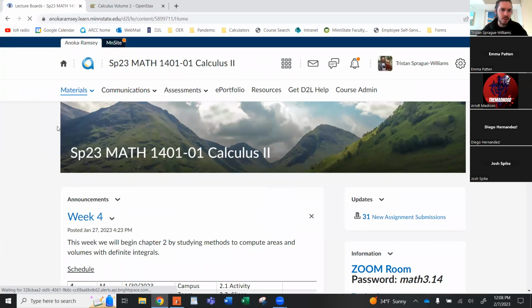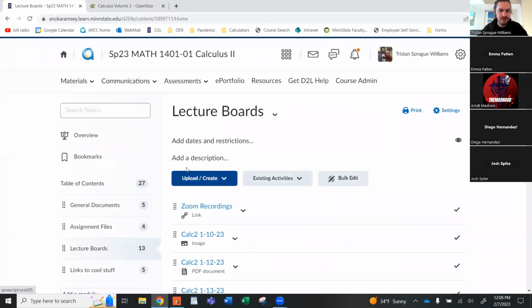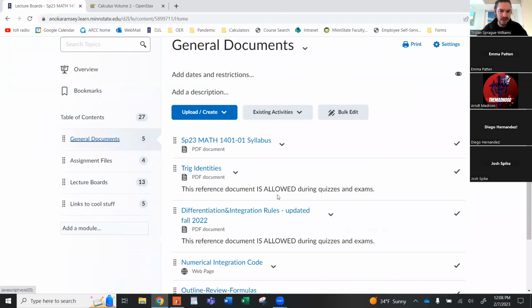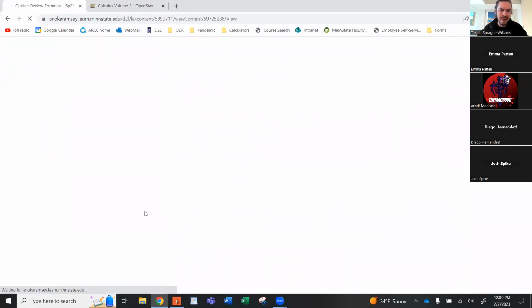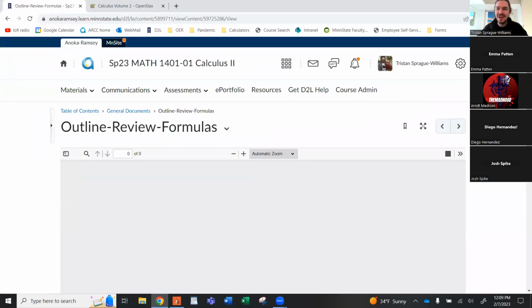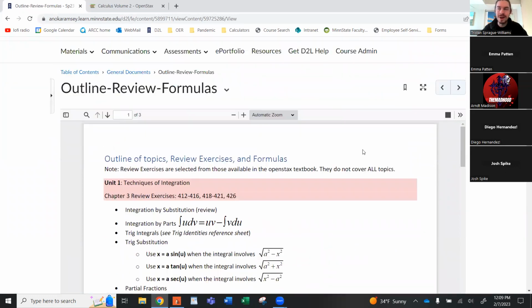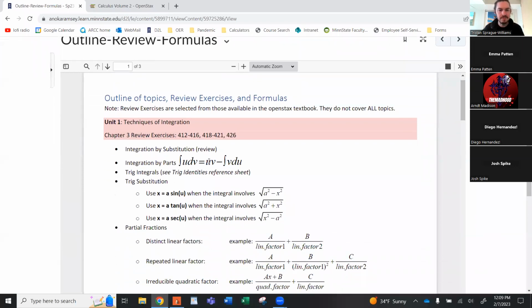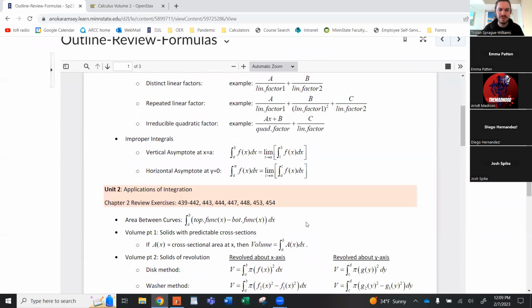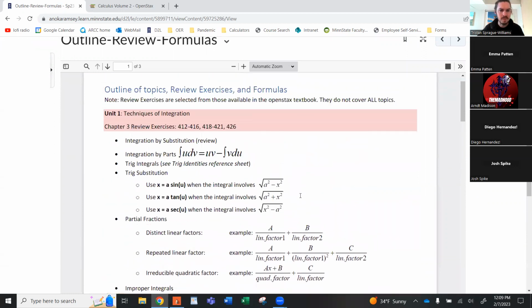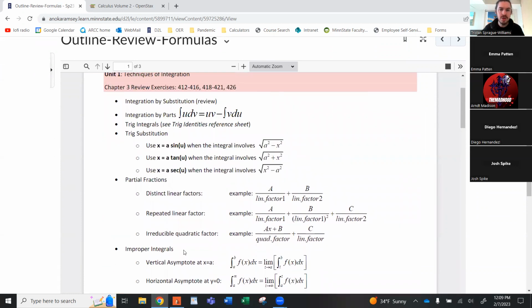I did post something a little while back, but I didn't tell you. I very sneakily posted something in general documents: Outline, review and formulas. This is a document I put together when I was teaching this class last summer. They asked, can we have a review? And I said, yeah, I'll put together sort of a review. This was in preparation for the final exam. Got a bunch of formulas on it. So you can use this to study. You won't be allowed to use this document during the quiz. This would be a study tool. Okay.